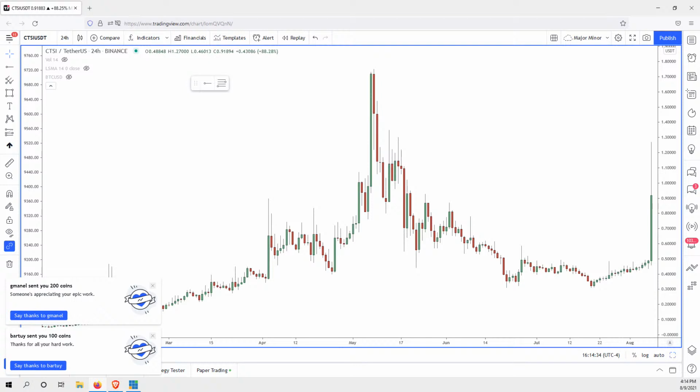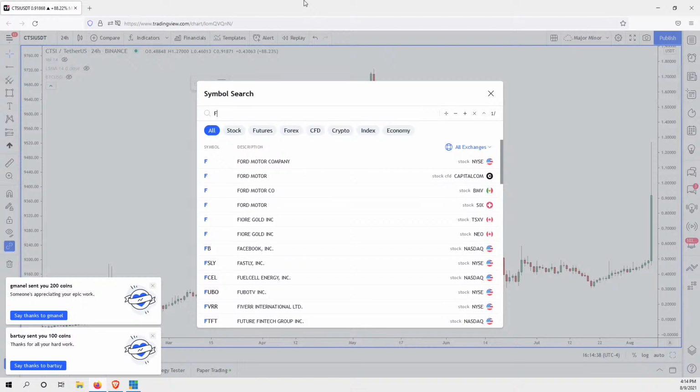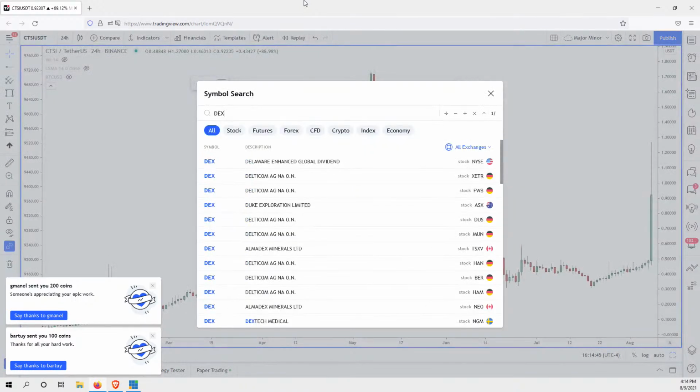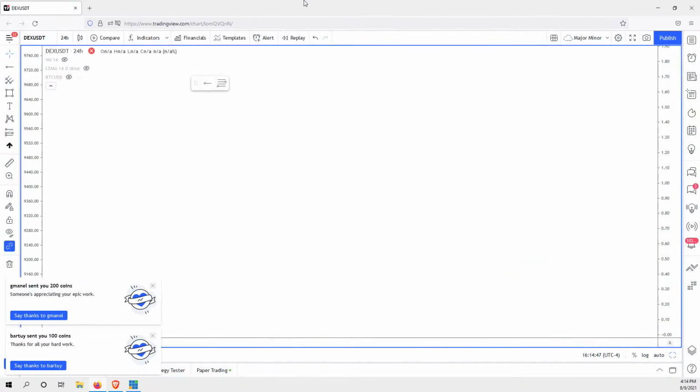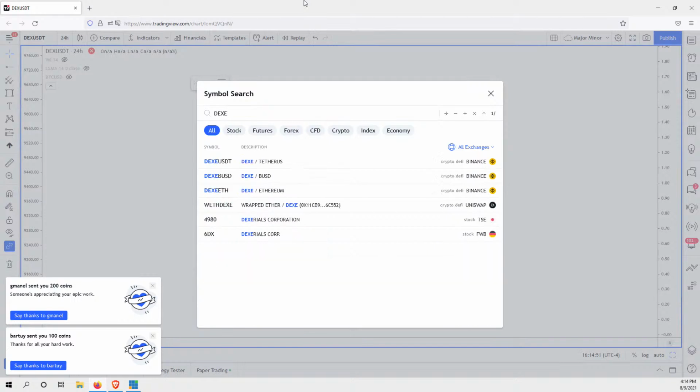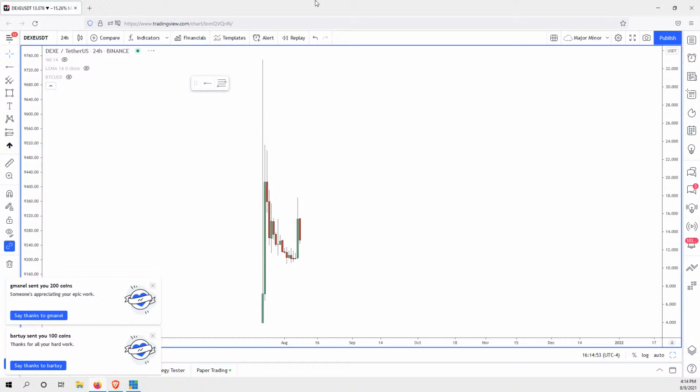So thank you for asking. Hey, Bart, DEX. Okay, let's take a look at that. Hold on. DEX USDT. Not putting the right symbol in. Oh, E. Okay, got it. Here we go.